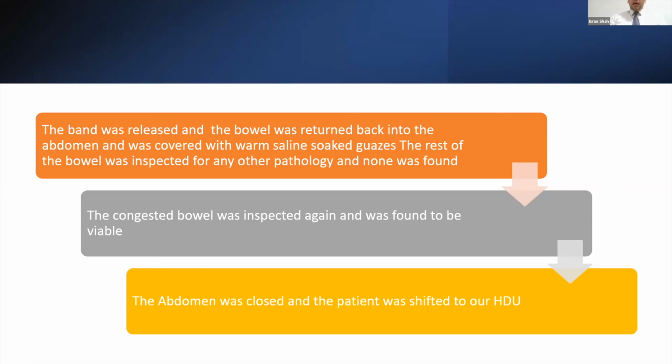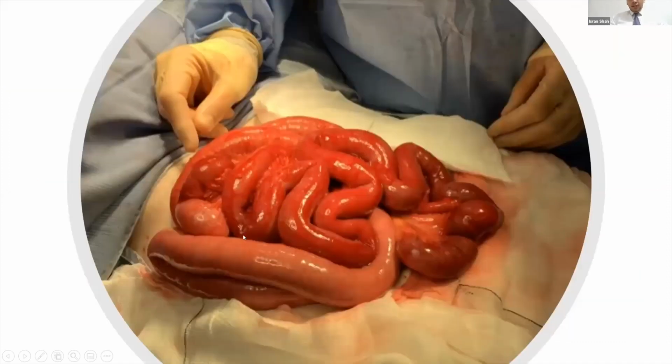The congested bowel was re-examined and was found to be viable. The abdomen was closed and the patient was shifted to ITU. You can see that after about 20 to 25 minutes of saline gauzes, the bowel had nicely pinked up, and the bowel was peristaltic and it was going through. There were no constriction rings that looked abnormal or threatening on the bowel. And at the transition point, which was in the distal bowel, you could see that the fluid was nicely transitioning into the distal bowel.